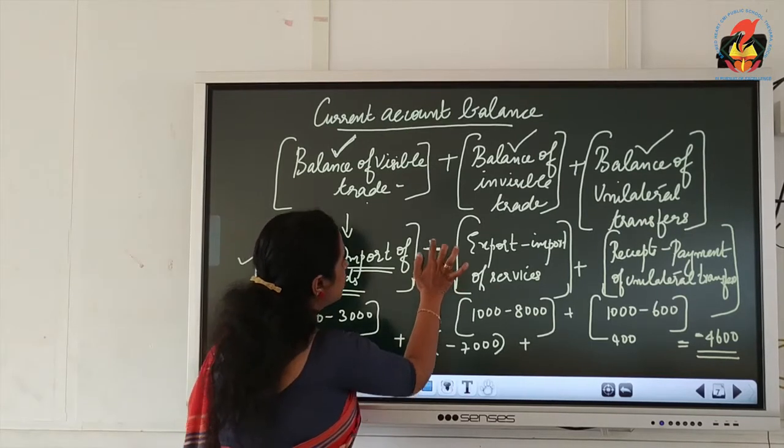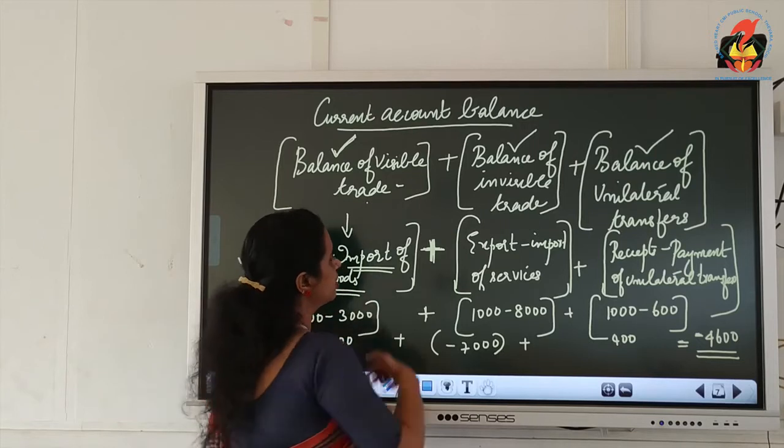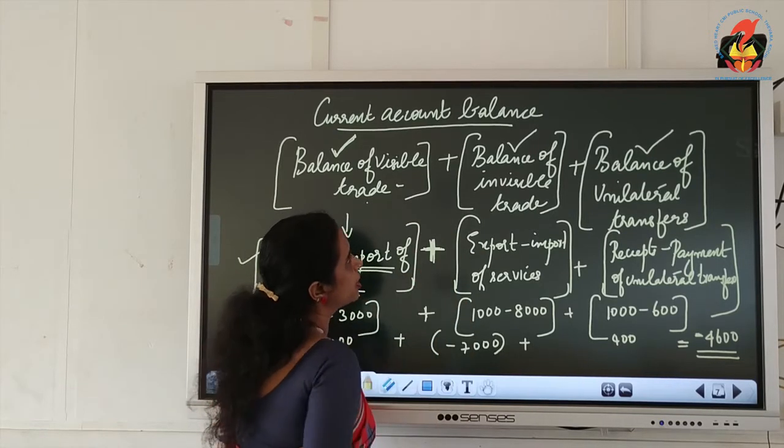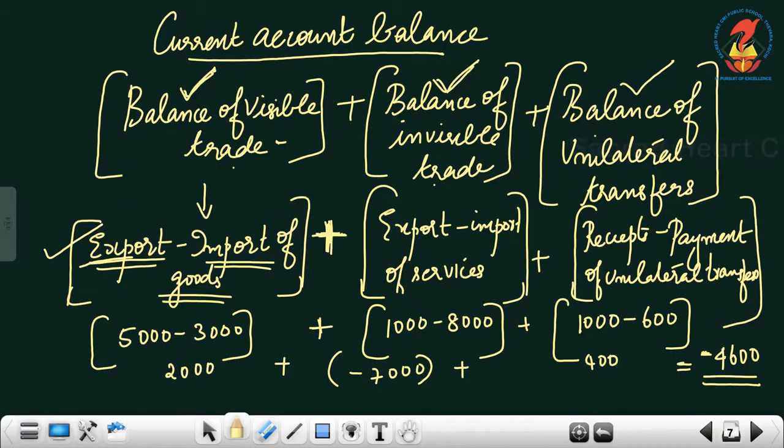Plus, I told you we have to add all the components of current account. We are adding on the second component of current account, balance of invisible trade. How do we find out balance of invisible trade? Export minus import of services. Then add the next component, balance of unilateral transfer. How do we find balance of unilateral transfer? Receipt minus payment of unilateral transfers.